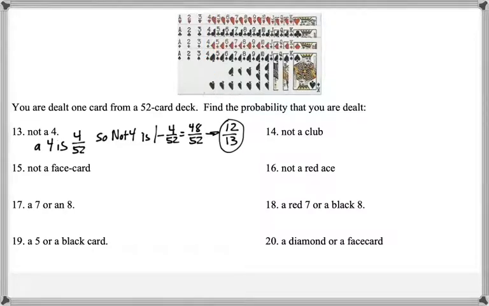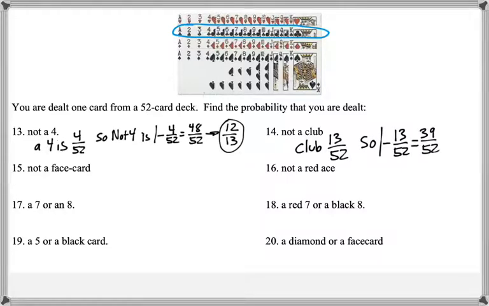Next is the probability that it is not a club. Now, there are 13 clubs, so the probability that it is a club is 13 over 52. So we want to take 1 minus 13 over 52, which is equal to 39 over 52, which reduces to 3 over 4. And this should make sense because there are 4 rows total, and we don't want the club row, we want the other 3 rows. So that's why it's 3 over 4.